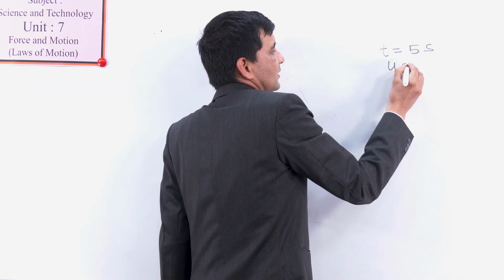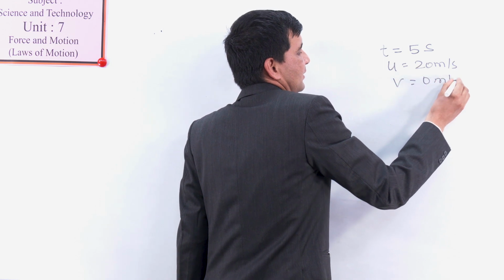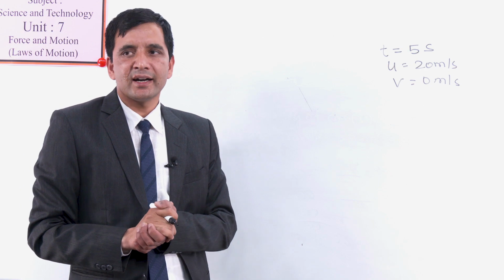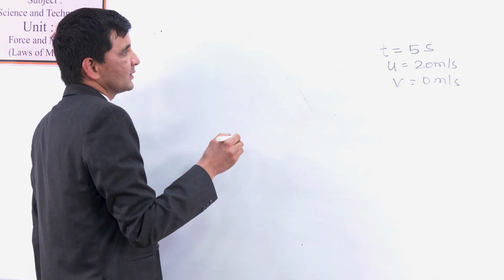Now, we know that the time required to stop the vehicle is 5 seconds. What is its initial velocity? 20 meter per second. Final velocity is 0. Now, we need to calculate the force, the retarding force. Okay. Now, we are going to calculate the retarding force by using Newton's second law of motion.